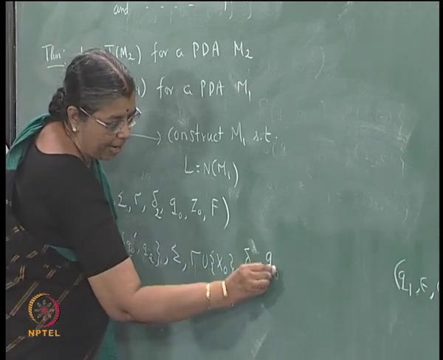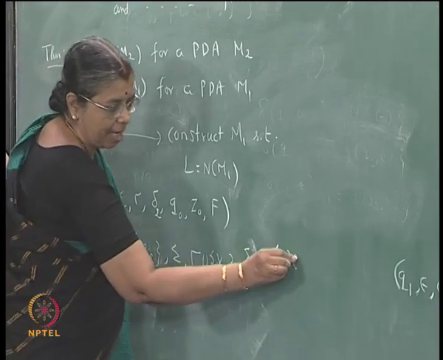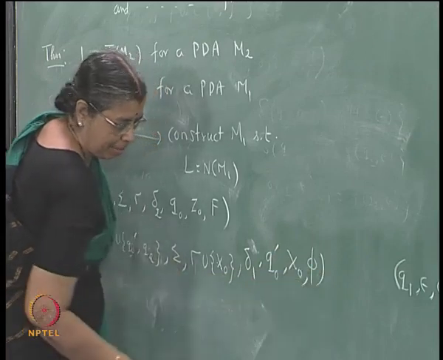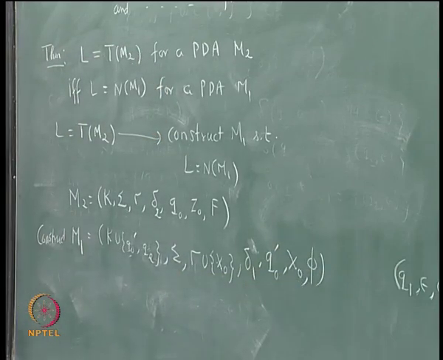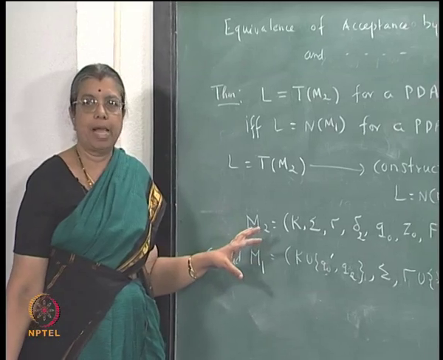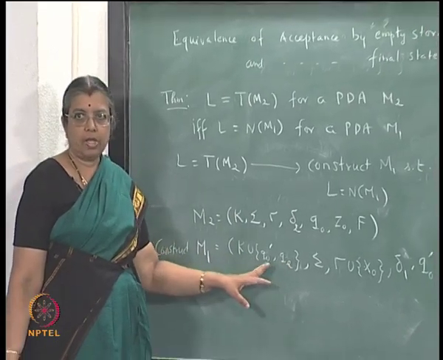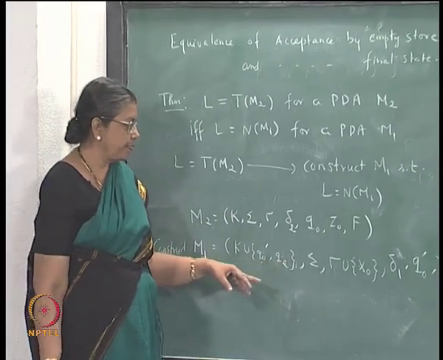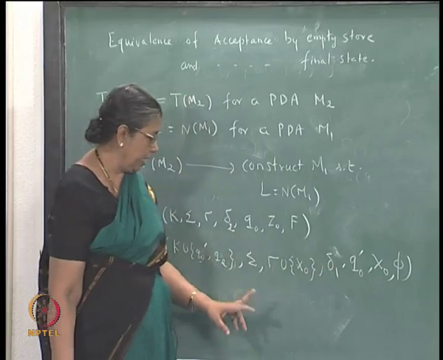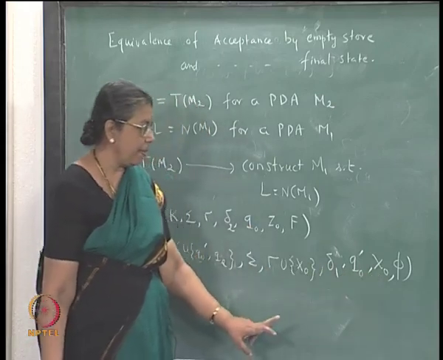The new state which we have added, Q naught dash, is the initial state here, and the new push down symbol which we have added is the initial push down symbol, and because it is acceptance by empty store, you need not write the final states. So, what we do is we want to construct M1 which will accept the same language by empty store, and for that, to the set of states you add two more states, Q naught dash and QE. This Q naught dash is the new initial state. The new push down symbol you add to gamma, and that is the initial push down symbol, and so on.